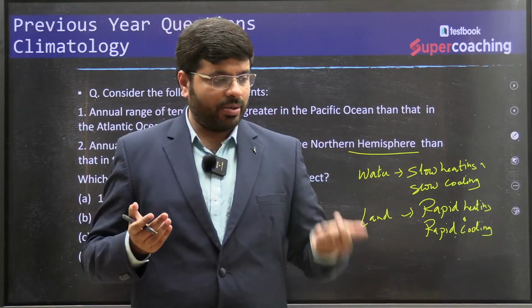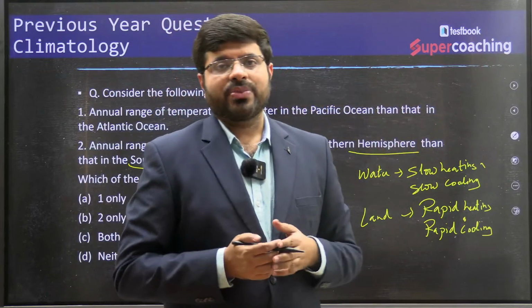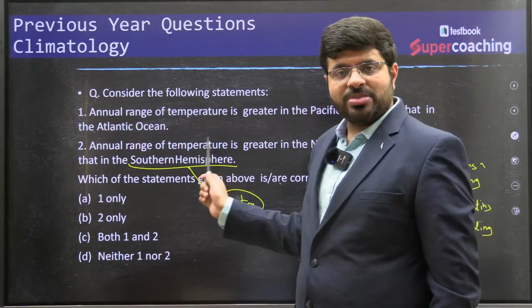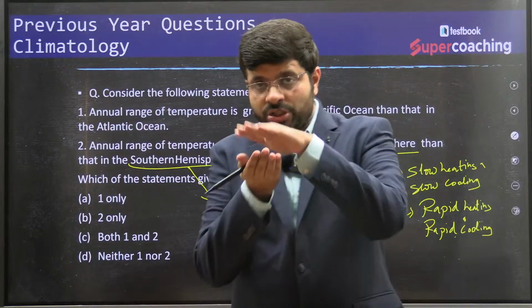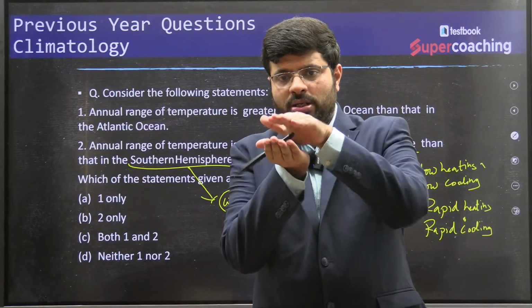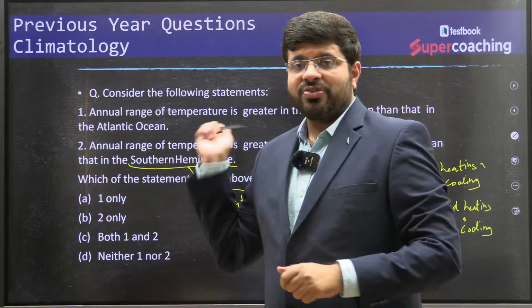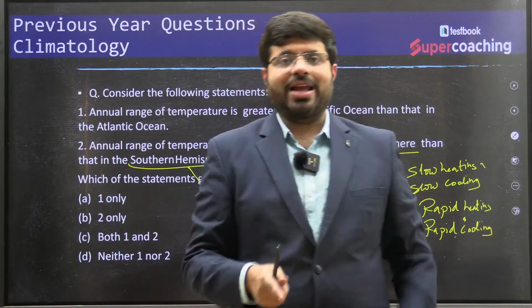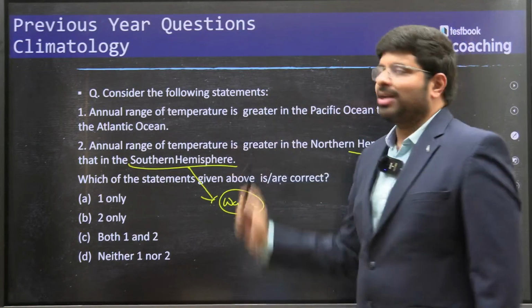So what will happen? Temperature will increase more, so extremes would be higher, and because of that the range of temperature would be higher. Whereas in the southern hemisphere the range of temperature would be moderate because it is always oceans. With oceans, slow heating and slow cooling, the difference in a day or in a year will not vary much, whereas for land the annual range would be higher. Apply the same concept to the Pacific Ocean and Atlantic Ocean.